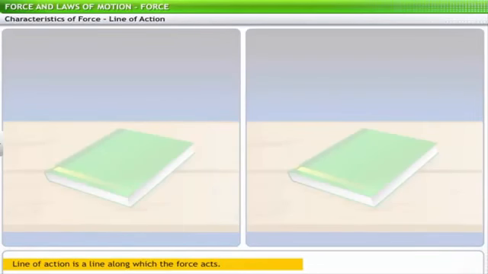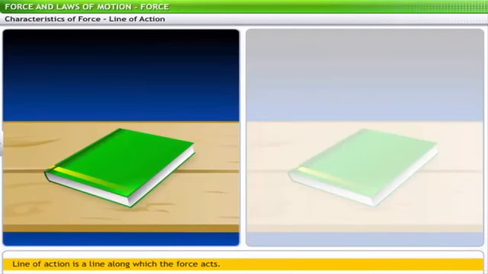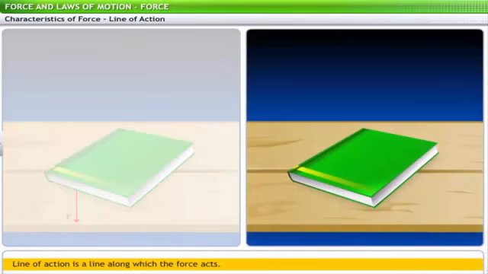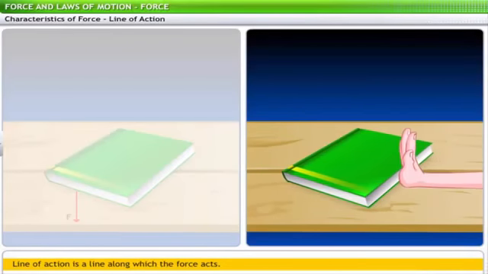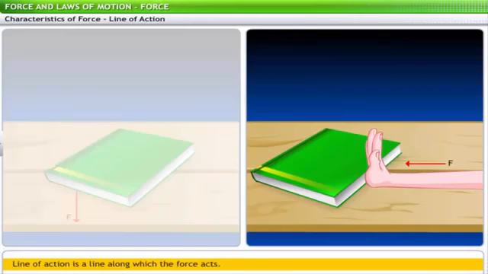Line of action is a line along which the force acts. Consider a book kept on a table. Do you think it exerts any force on the surface of the table? Doesn't look like it, does it? In fact, its weight acts as a force downwards on the table. You can say that the line of action of force is downwards. However, if you try to push the book, you need to apply force horizontally. Therefore, the line of action of the force applied on the book will be horizontal.